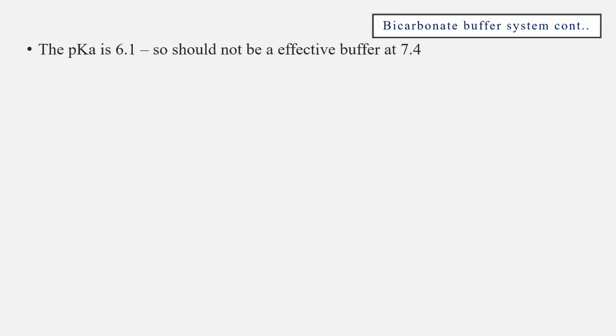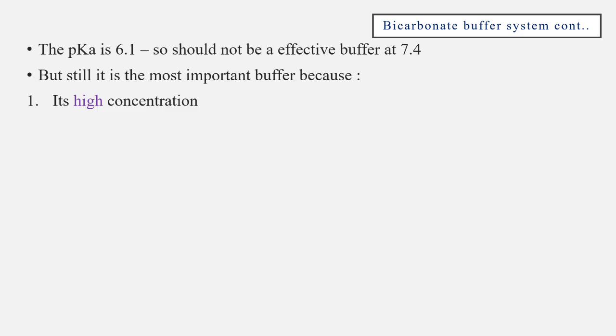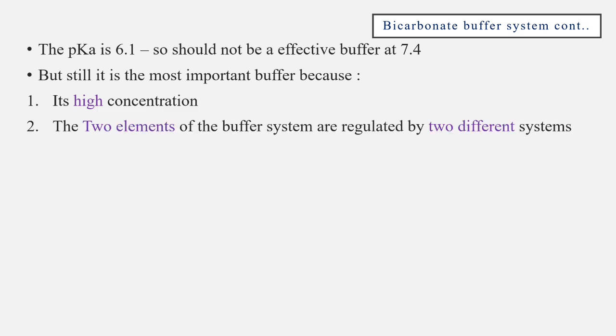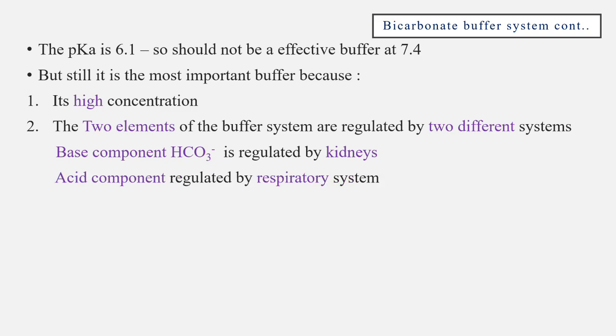The pK is 6.1, so it should not be an effective buffer at pH 7.4. But still it is the most important buffer because of its high concentration, and the two elements of the buffer system are regulated by two different systems. The base component, bicarbonate, is regulated by the kidneys. The acid component is regulated by the respiratory system.